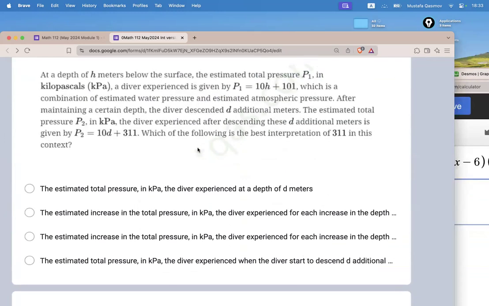For 14, let's read the last sentence. Which of the following is the best interpretation of 311? You don't need to read all of them in an interpretation question because we have a keyword here. 311 is the y-intercept in the second equation. We have to look for keywords like beginning, starting, initial, or something like a one-time payment. Here at D, we have start, which is a synonym of initial value. So that's why the answer is D.